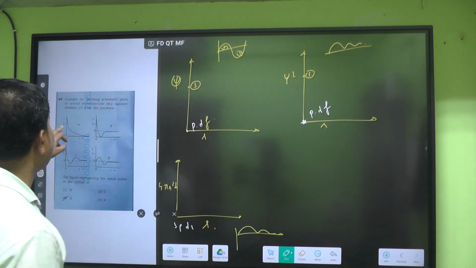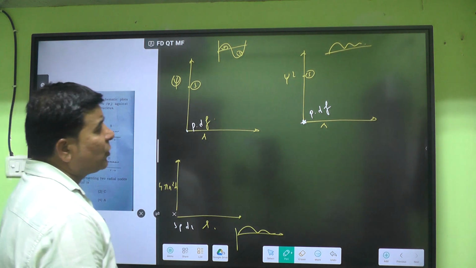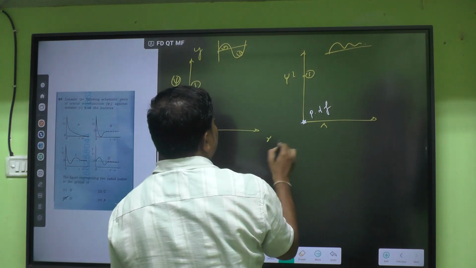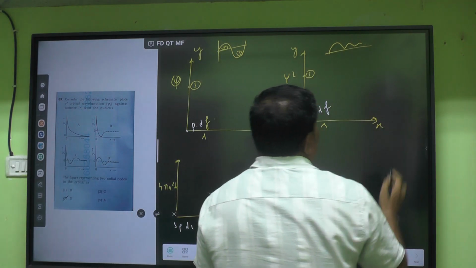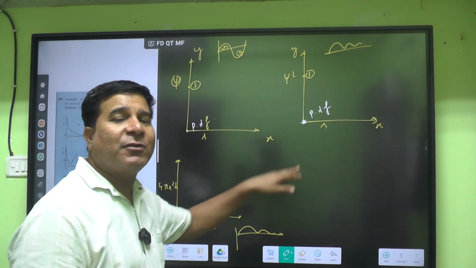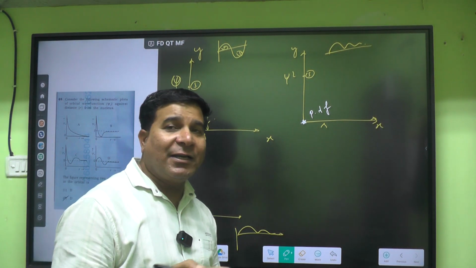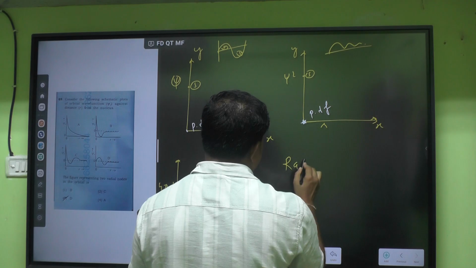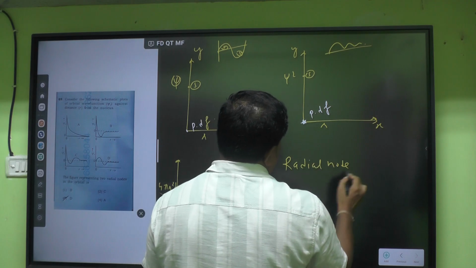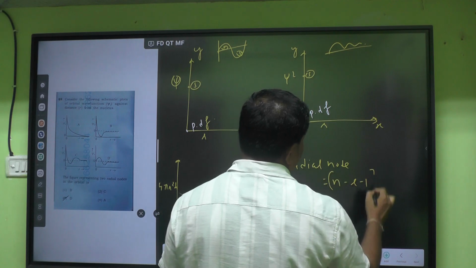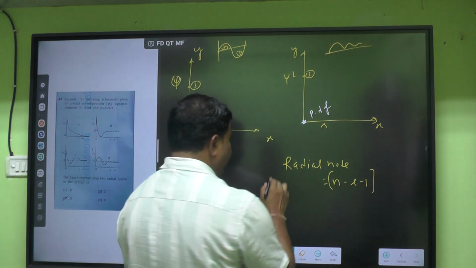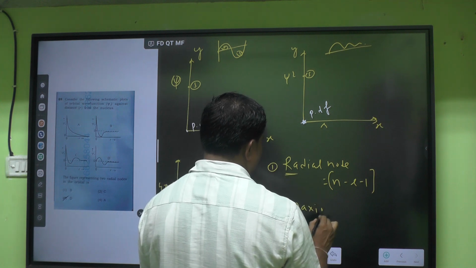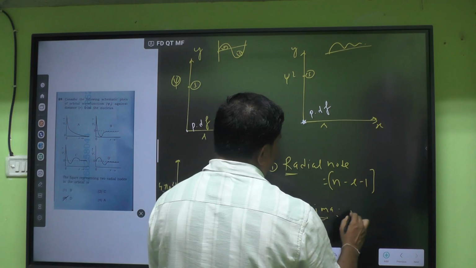Now the graph given is psi versus r. Do you know radial nodes? This is the x-axis and this is the y-axis. If the graph intersects the x-axis, the number of times it intersects defines the radial nodes. What is a radial node? Radial node is equal to n minus l minus 1. Now we have to check 2 points: the radial nodes and the maxima. Maxima is n minus l.